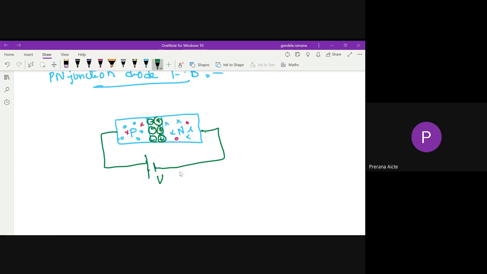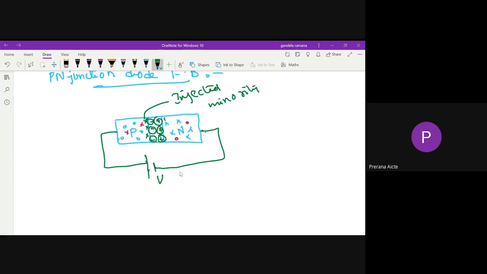In P-type, electrons are minority carriers. Those are called injected minority carriers. So when electrons come from this side to this side, these electrons are called injected minority carriers. Already in P-type, electrons are minority carriers, but when some electrons come from the N side to the P side, those electrons are called injected minority carriers. They come from another place.